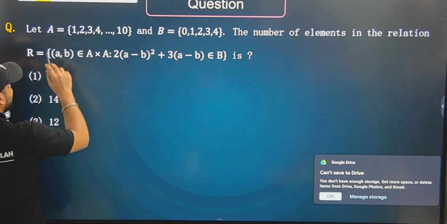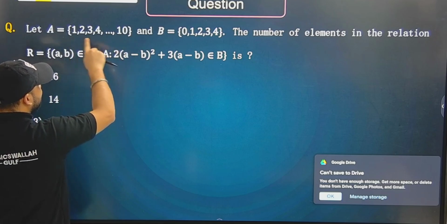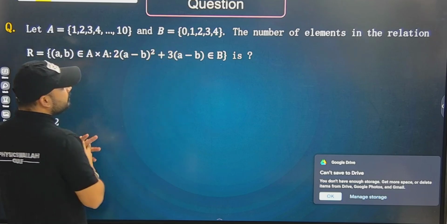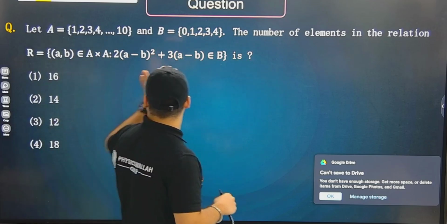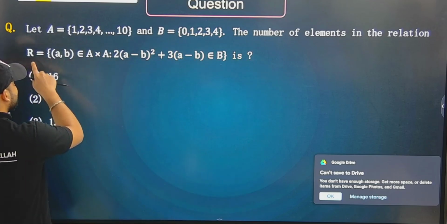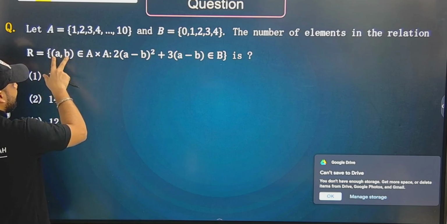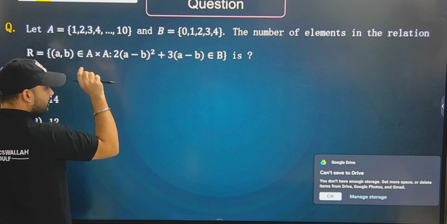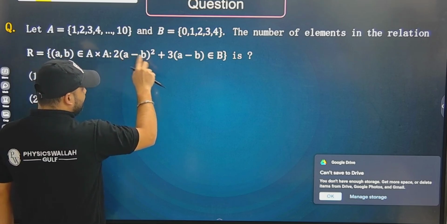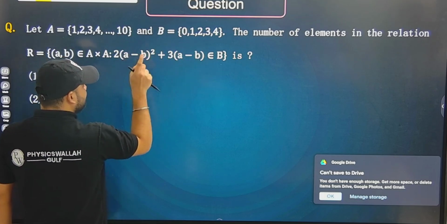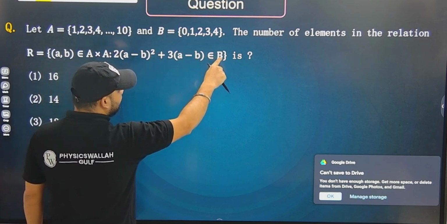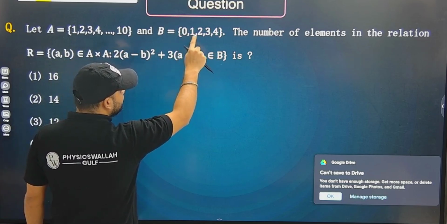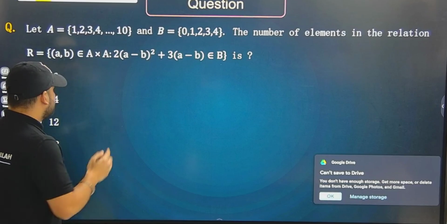So here, let A equal 1, 2, 3, 4, up to 10 elements, and B equal 0, 1, 2, 3, 4. Now we have to find the number of elements in the relation, where we have to choose such ordered pairs (A, B) from A cross A such that if we put that particular (A, B) in this equation, the result belongs to B. And what are the possible values of B? 0, 1, 2, 3, 4. Okay, let's start very fast.